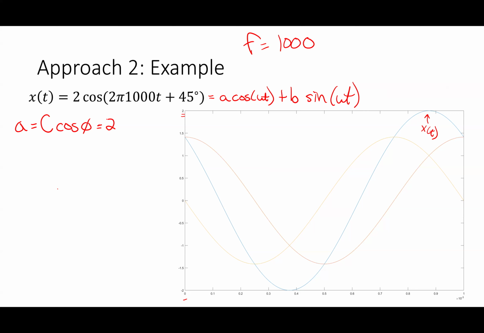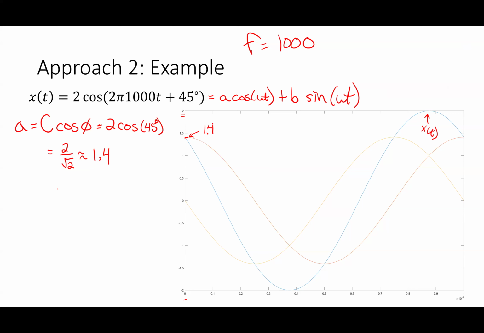What's phi? What's the phase? 45 degrees. So 2 cosine 45 degrees, which is what? Cosine of 45 works out to be 1 over square root of 2. So this becomes 2 over the square root of 2, or about 1.4. The amplitude here is right about here, so it's about 1.4. In reality it's 1.414. That's about right.